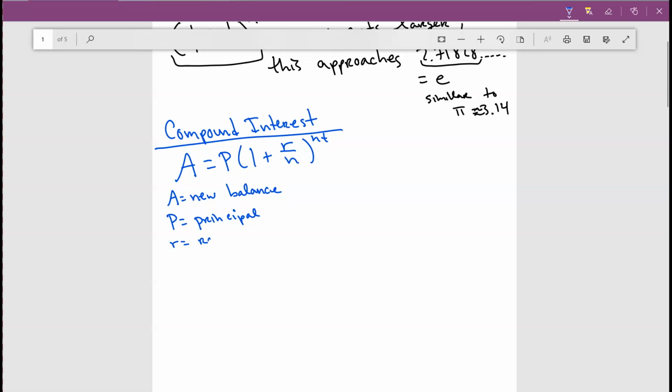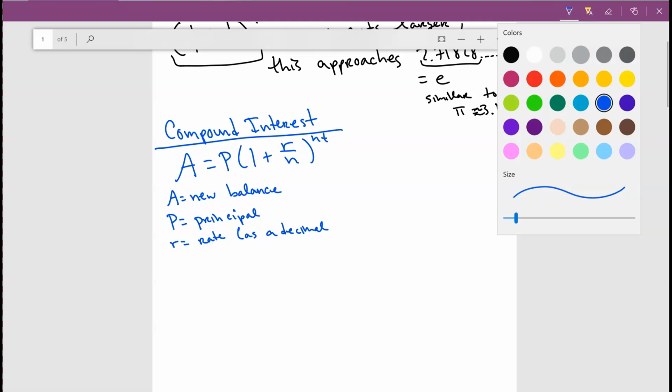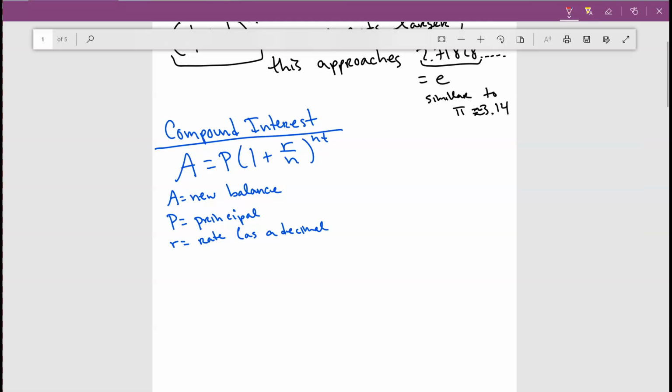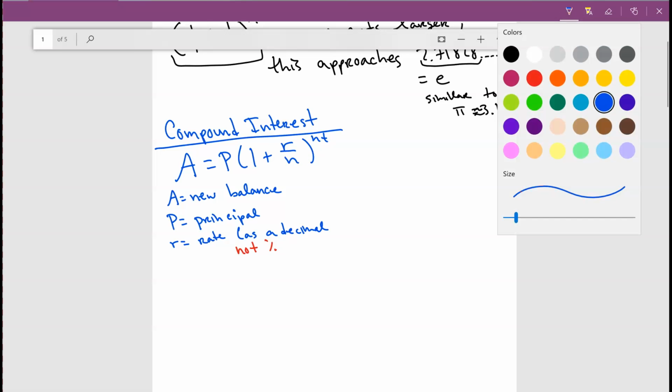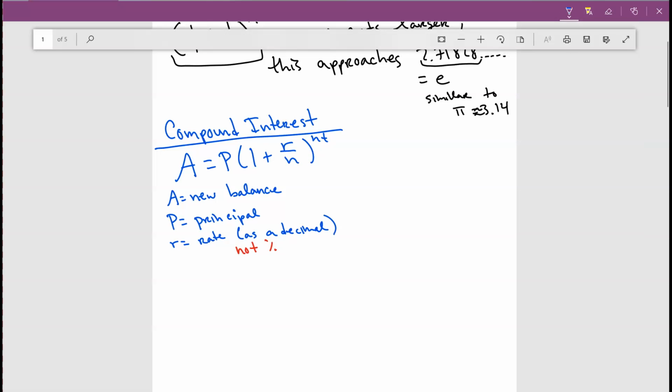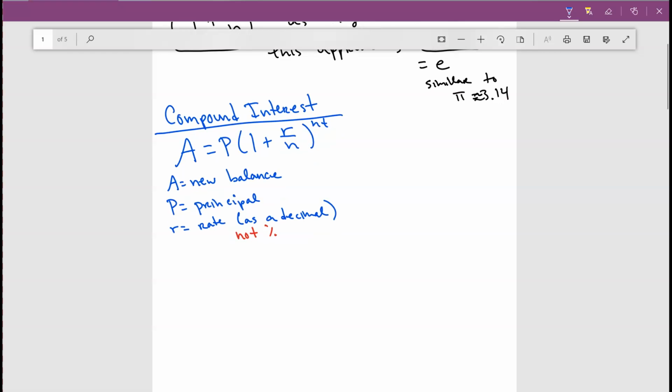r is going to be my rate as a decimal, not as a percent. I'll put that in red, not percent, because I will mess it up. So as a decimal. Usually we call this the APR, the annual percentage rate. So that's going to be my r.